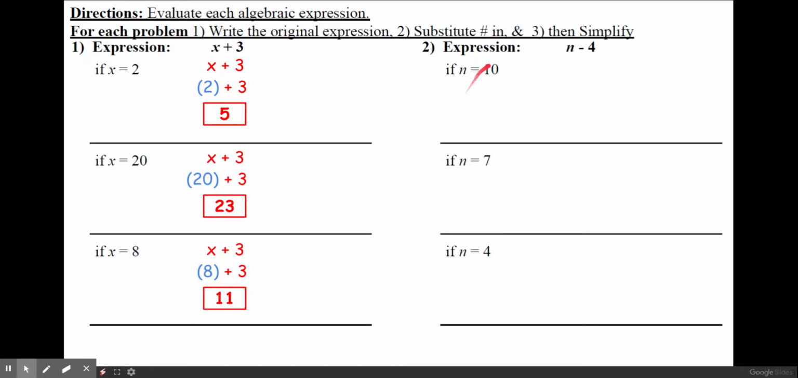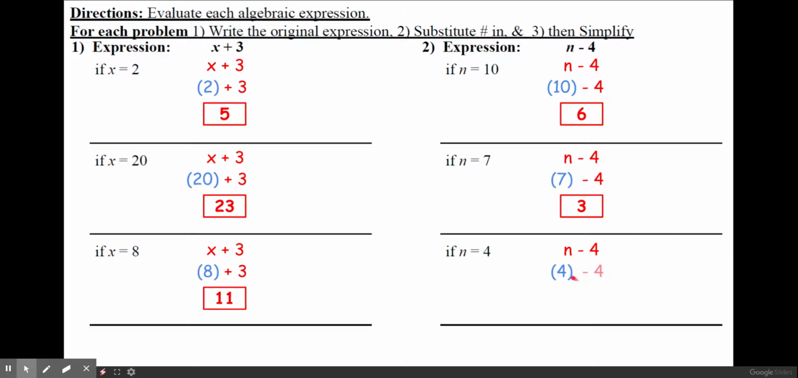Let's try another expression. You can try these on your own, see if you can beat me to it. We have n minus 4, so let's rewrite that expression as the directions say. We're going to substitute 10 in place of n, so 10 minus 4, and 10 minus 4 is just 6, so that's our answer. Let's box it. N minus 4, let's plug in 7 in place of n. 7 minus 4 is 3, and that's the answer. And finally, if n is 4, replace n with 4. 4 minus 4 is 0, so that's our answer.